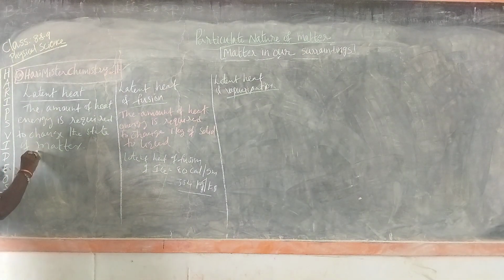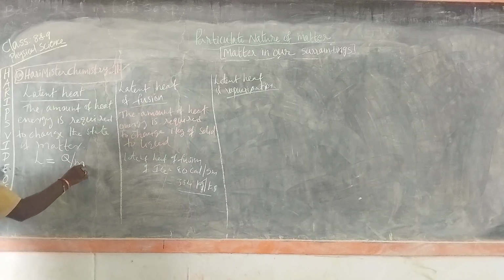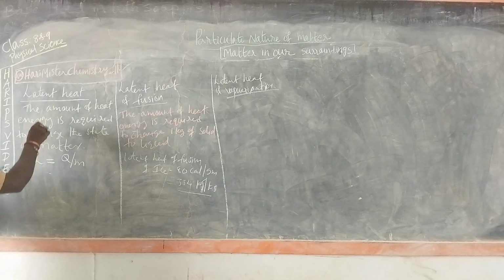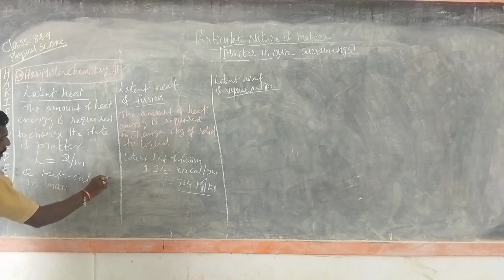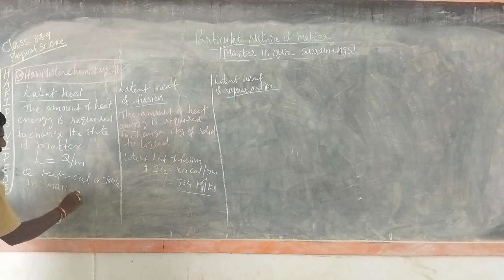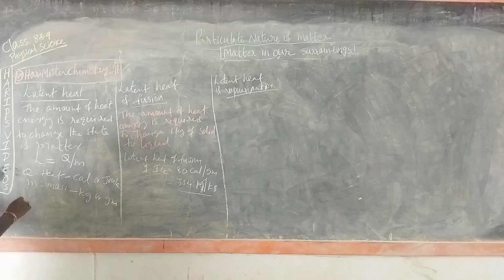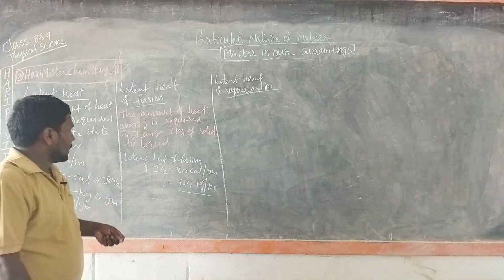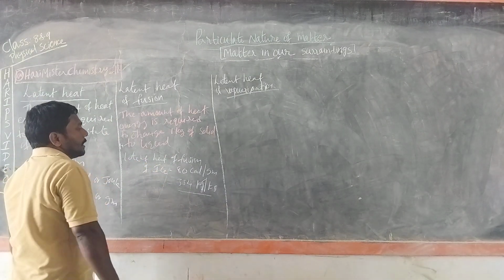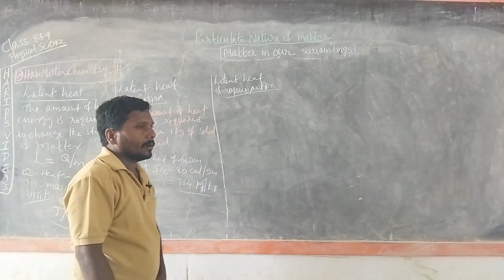Here there is a formula for latent heat: L is equal to Q by M. L means latent heat, Q is the amount of heat, and M is the mass. Heat is measured in calories or joules, and mass is measured in kilograms or grams. So the unit of latent heat is calorie per gram or joule per kg, called latent heat of fusion.